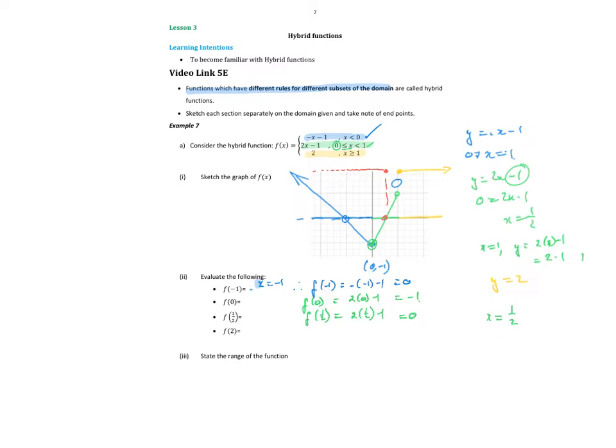F of 2. What's f of 2? Well, f of 2 is this one here where x is greater than or equal to 1. So 2 is greater than or equal to 1, so it's just the yellow function. F of 2 is equal to, well, it's equal to 2 everywhere.